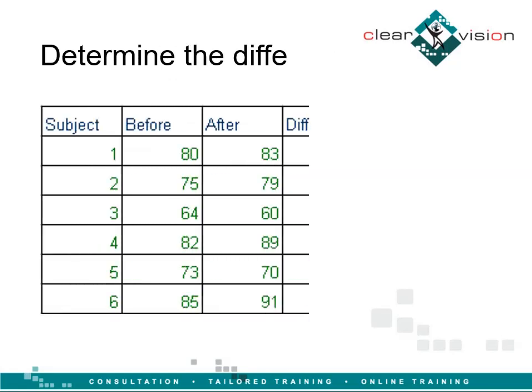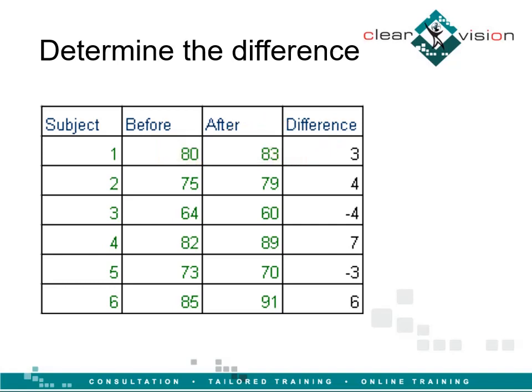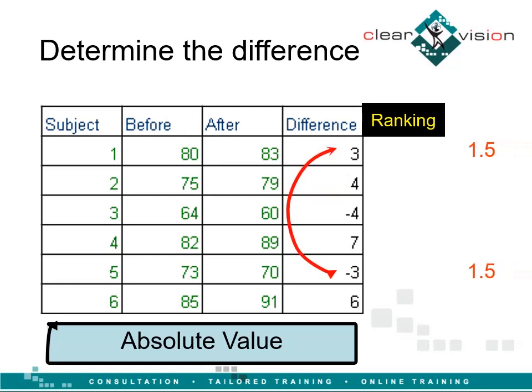The first step is to determine the difference for each subject before and after the implementation of the new system. The next step is to determine the ranking. It's important to note that the ranking ignores the sign. So we base the ranking on the absolute numbers. So the lowest reading is 3. However, it's repeating twice. So we assign 1.5 for each.